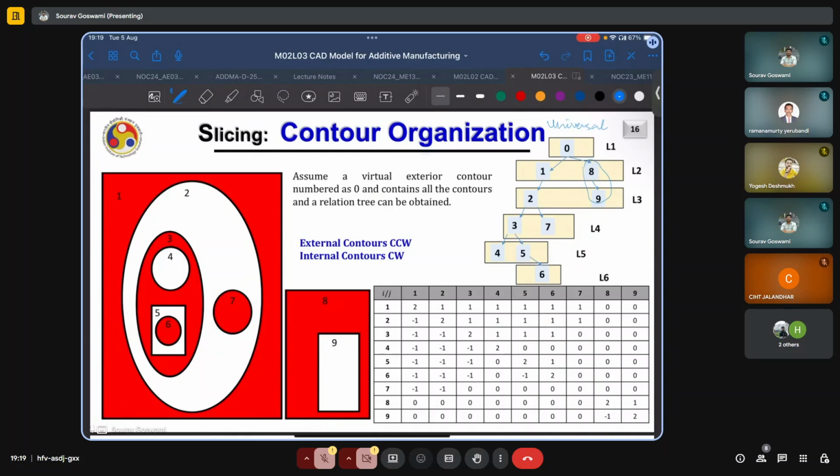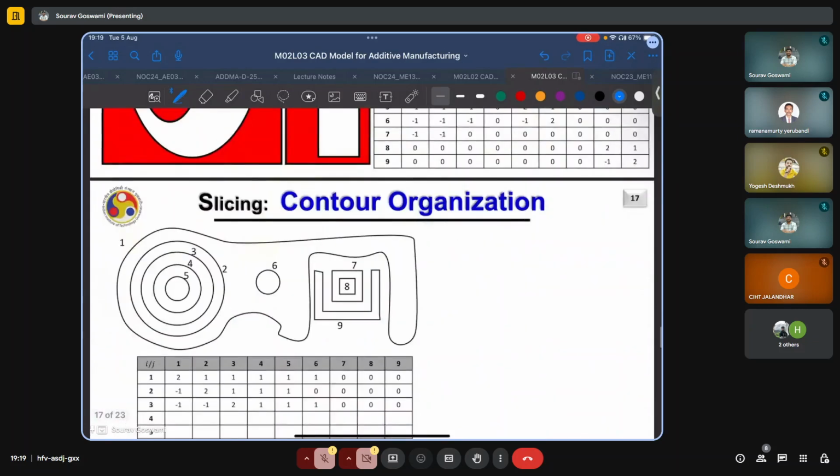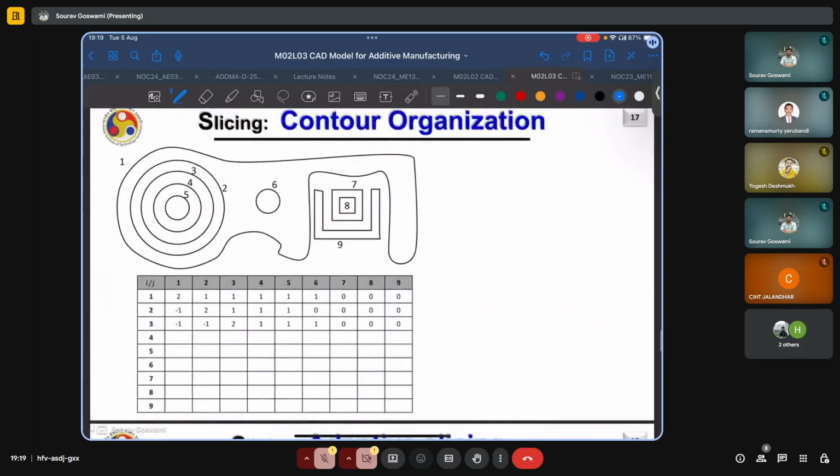Now 1 contains 2. 2 contains 3 and 7. 3 contains 4 and 5, and 5 contains 6. And so we have the relationship tree. Another example which you can practice on is given here.